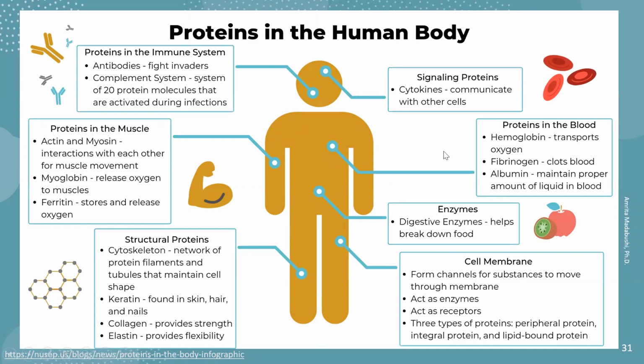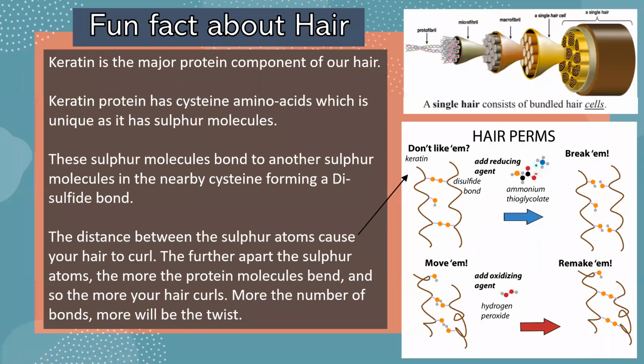You can clearly see that there is a role for signaling proteins in the blood, enzymes, cell membrane, what is the role, structural proteins, what do they actually do, and then proteins in muscles and the immune system. We talked about it briefly.